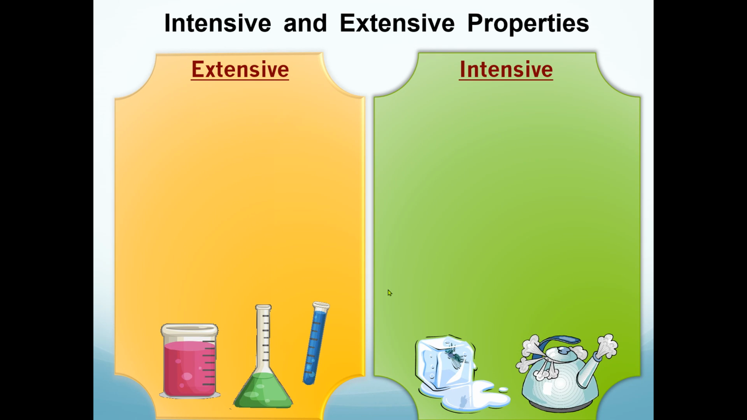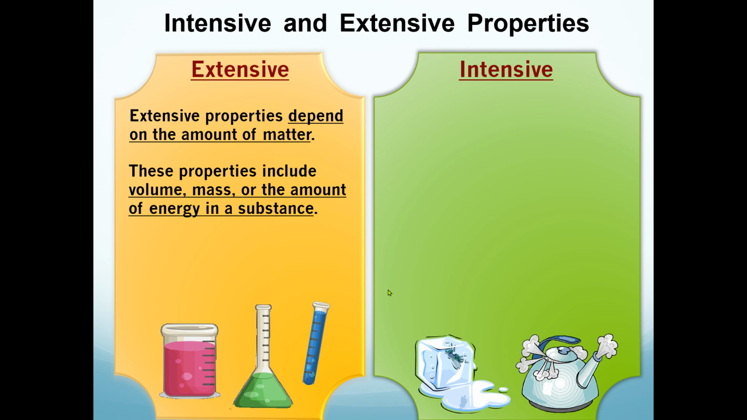Now, of these characteristics, there's 4 types of properties. The first one is extensive, and these are the external properties. These are things that are really easy to see, and they actually depend on the amount of matter that we have. So these properties include volume, mass, amount of energy in a substance, and all of that depends on the amount of matter we have.